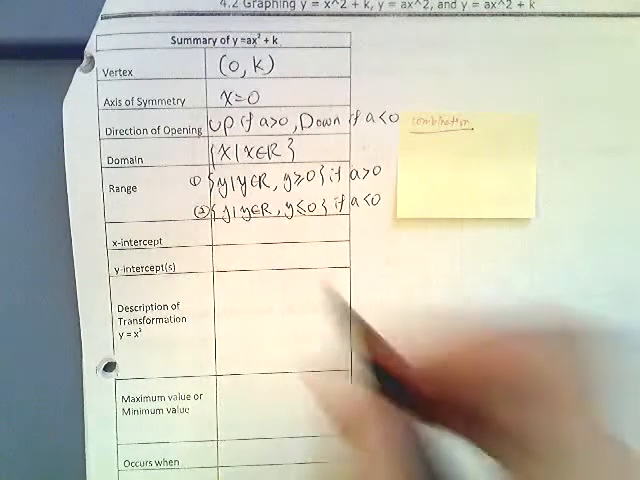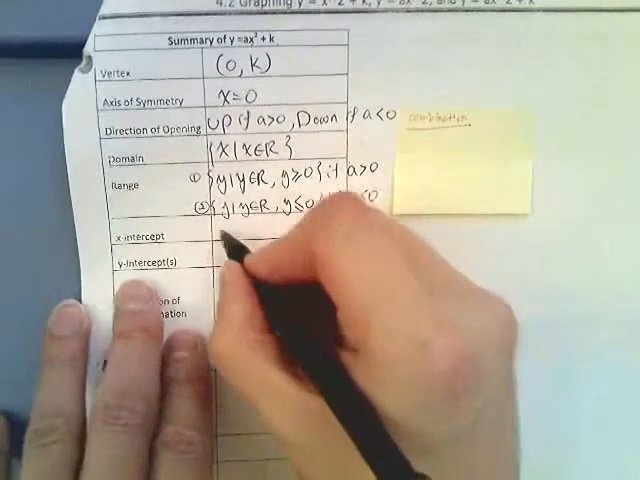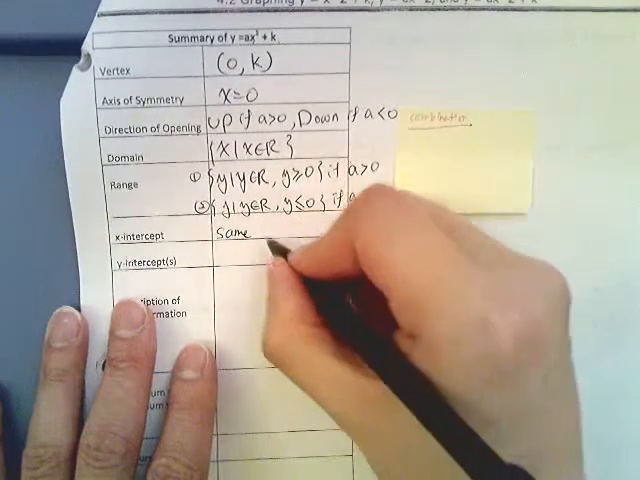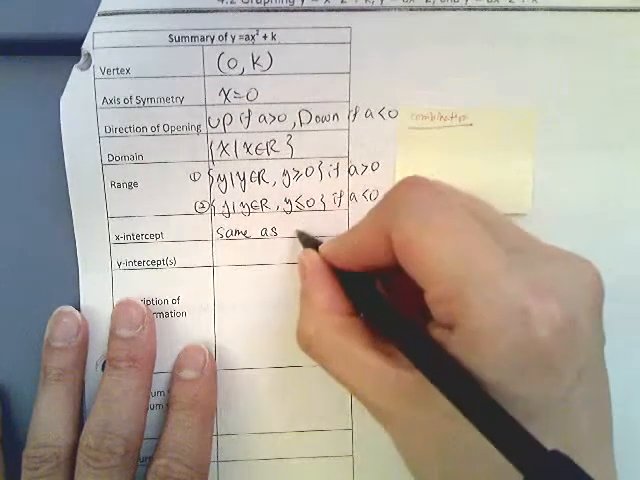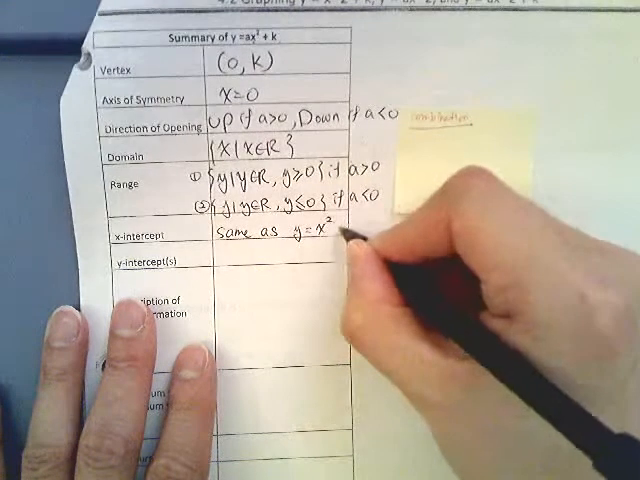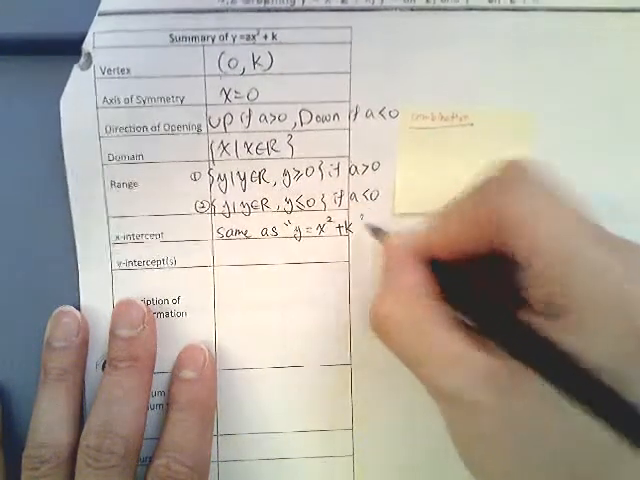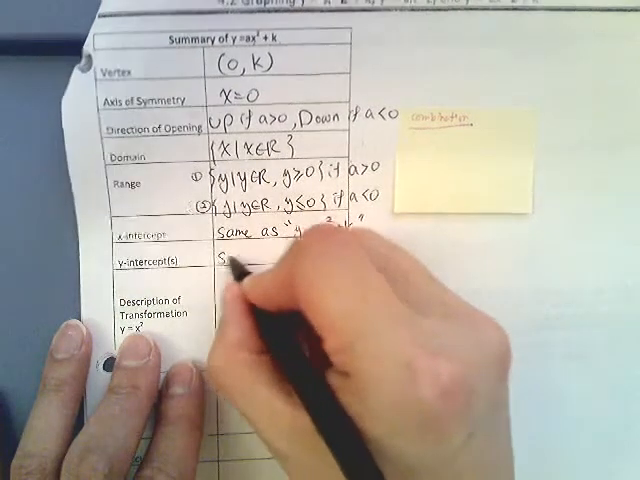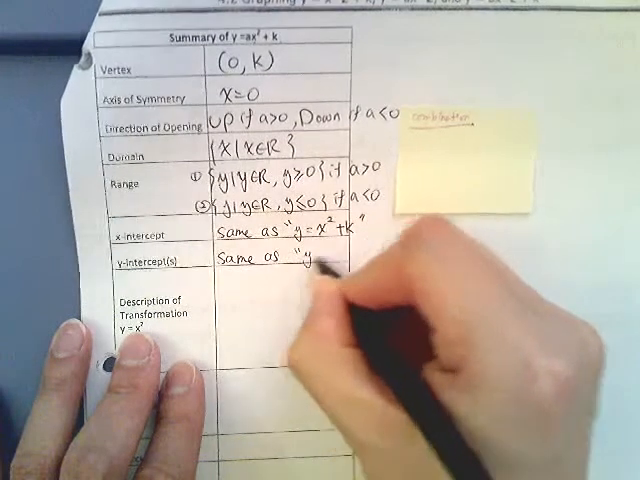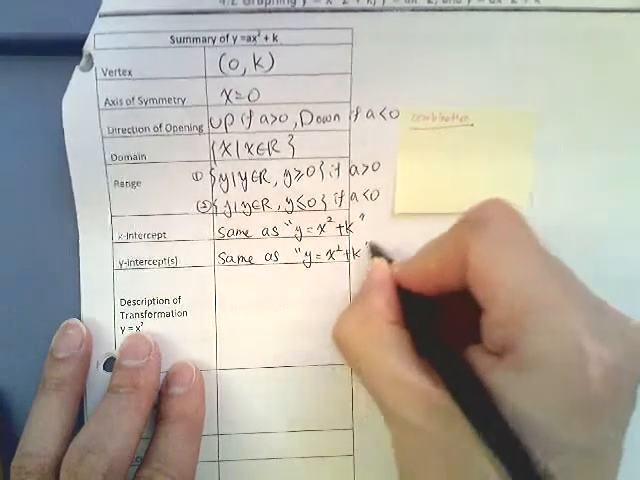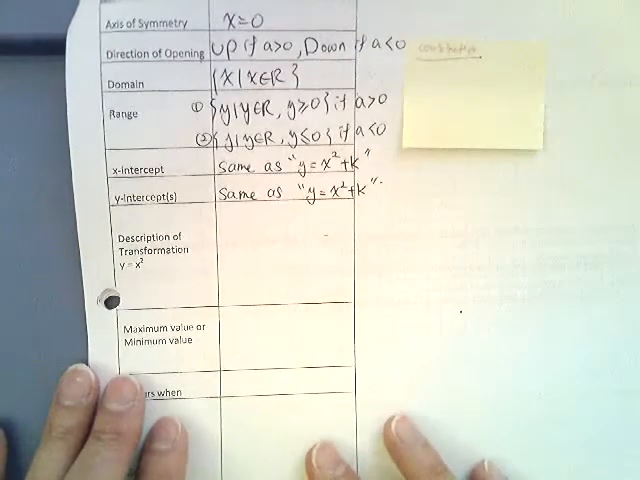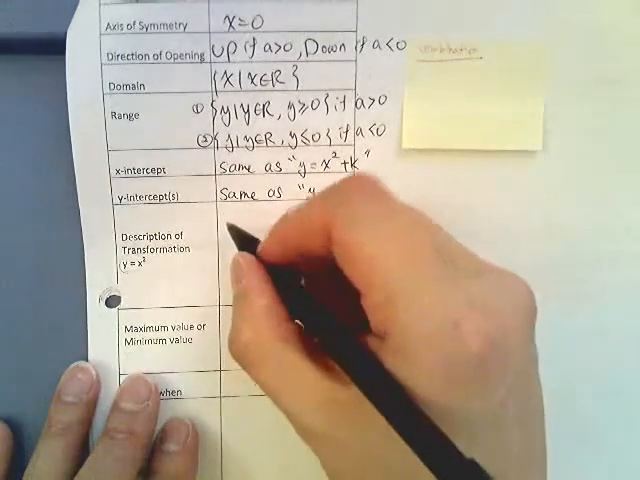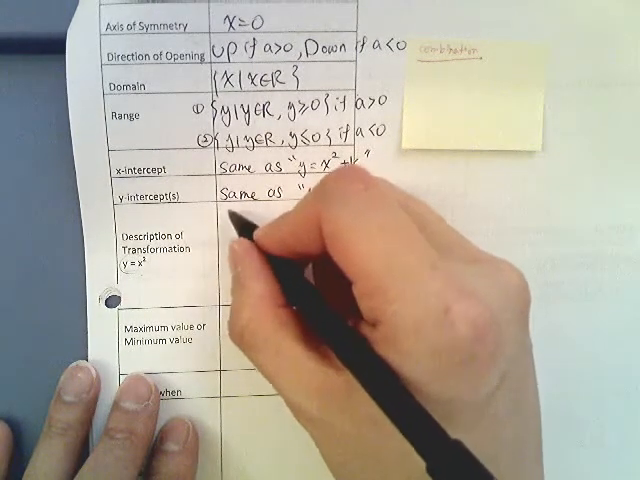Now the x-intercept will depend on the k. Since I don't have much space, I will just say same as y equals x squared plus k, since I explained it already. The y-intercept is the same as the y equals x squared plus k case. Nothing really different. Now the description of transformation is the combination of both.